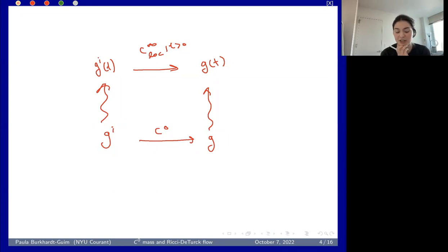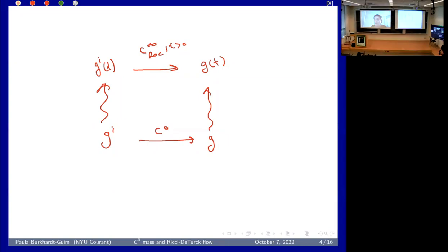Hopefully this illustrates why the Ricci-DeTurck flow is a nice tool in this setting, because, first of all, it preserves lower scalar curvature bounds. So you can still study the setting of lower scalar curvature bounds after you evolve.